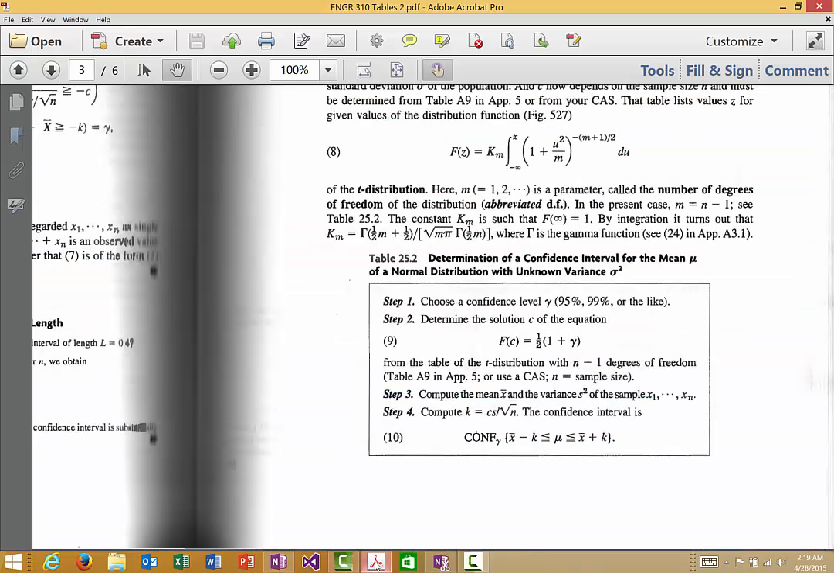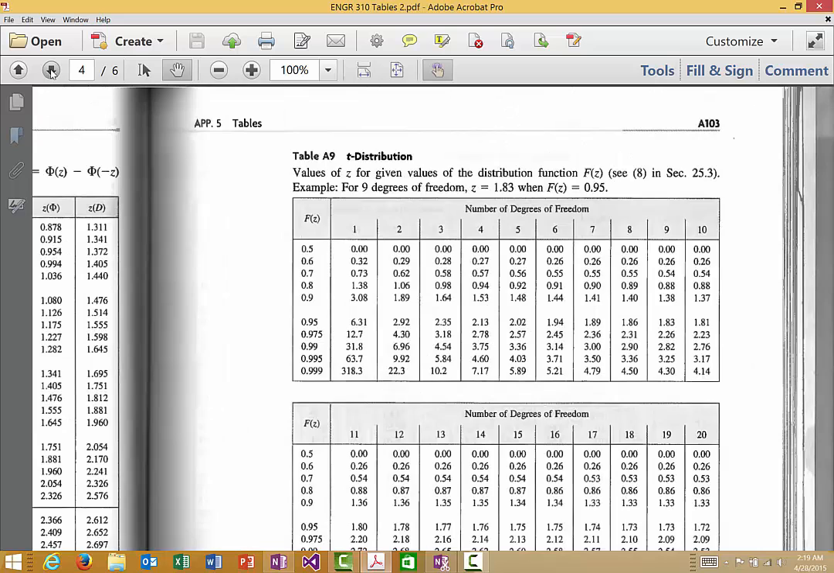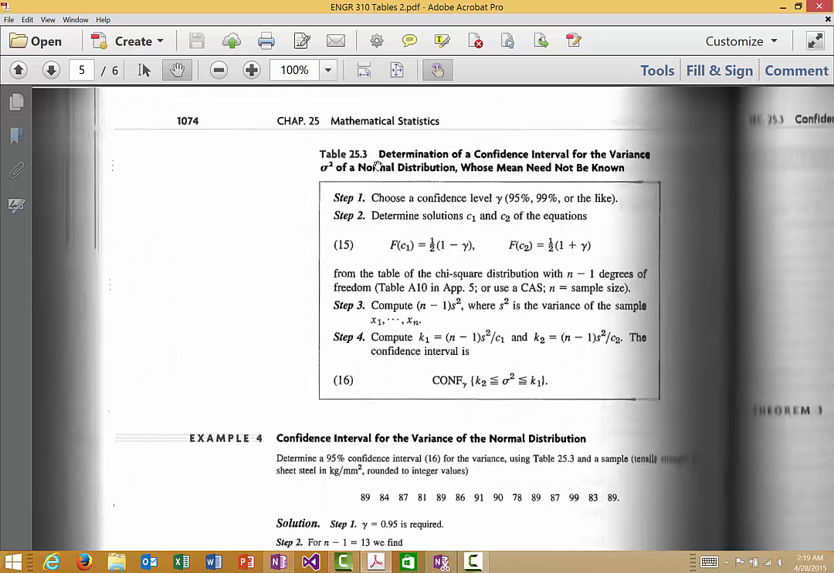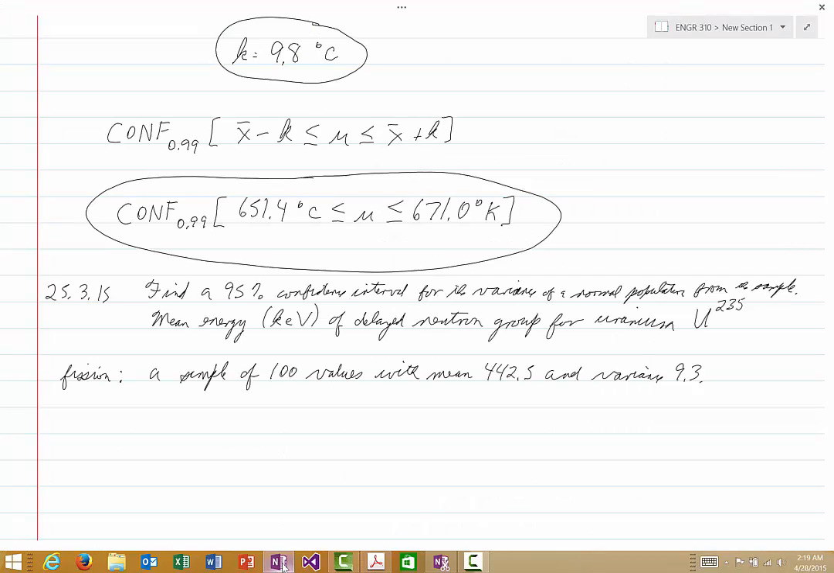So now we go back again, and now we'll learn how to use Table 25.3, determination of a confidence interval for the variance sigma squared of a normal distribution whose mean need not be known. As we mentioned just a moment ago, the mean doesn't figure into the calculation. So as was the case with the previous tables, the first step is to choose the confidence level, the value for gamma. And in this case, we want a 95% confidence interval, so gamma is equal to 0.95.